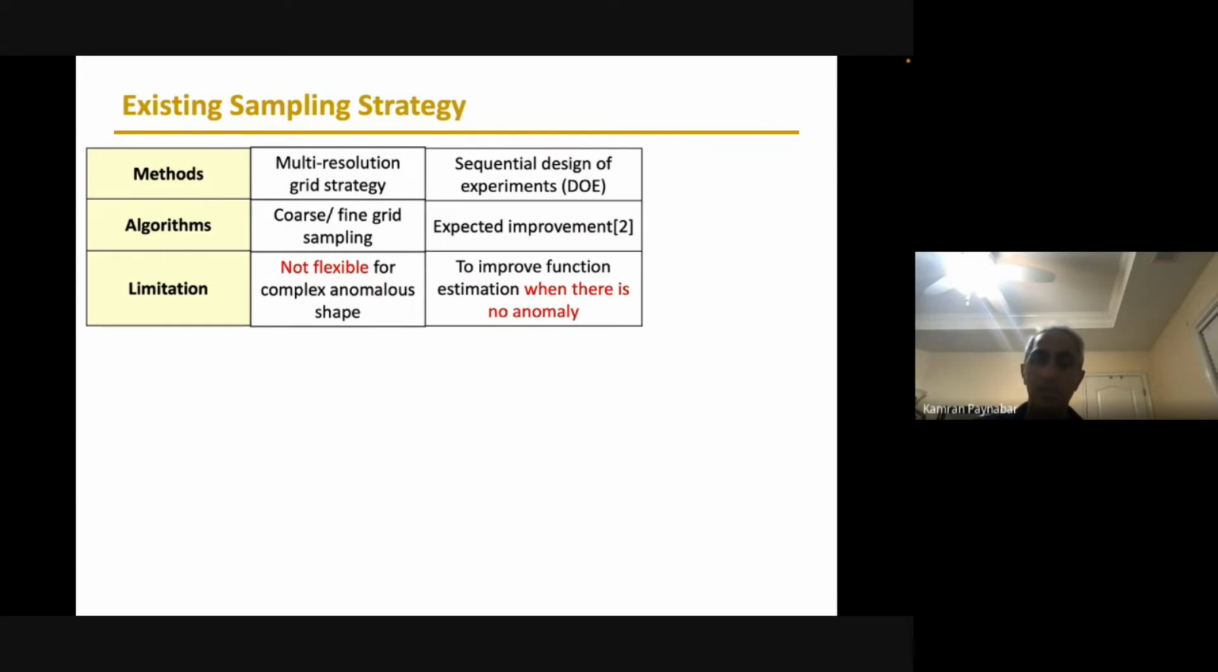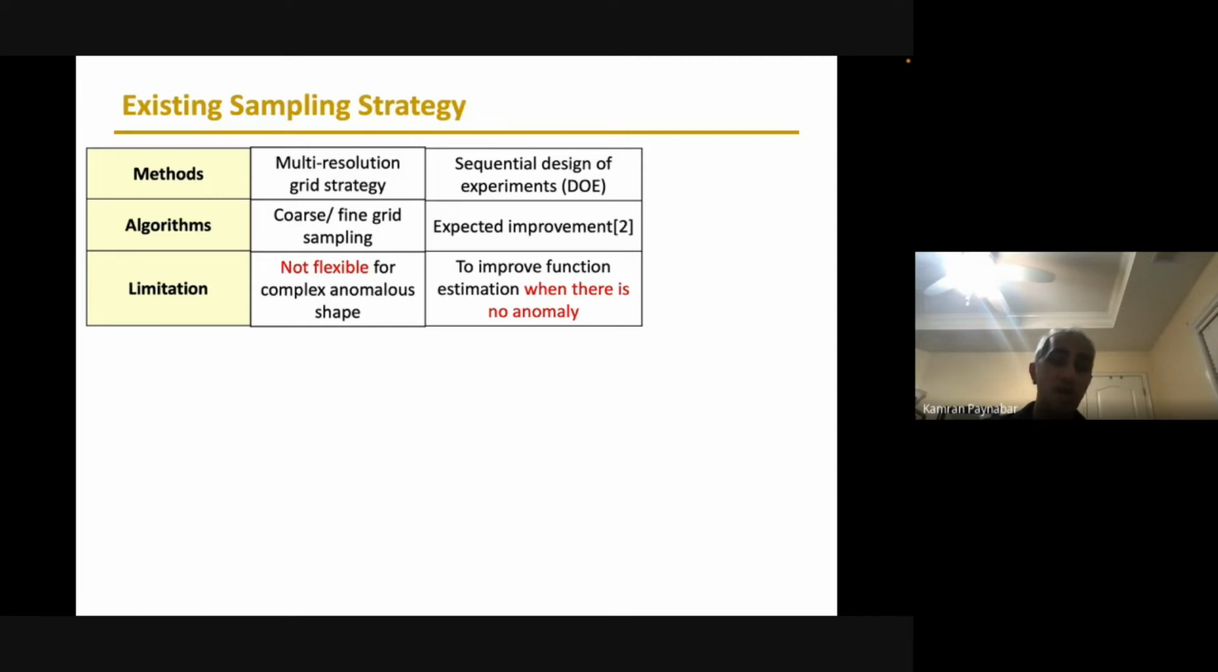This is a very famous approach in DOE and among engineering statisticians. They use a function called expected improvement. With respect to this function, they try to collect samples with respect to one objective function, and every time they want to maximize this objective function. But the problem is that it tries to improve the function when there are no anomalies.